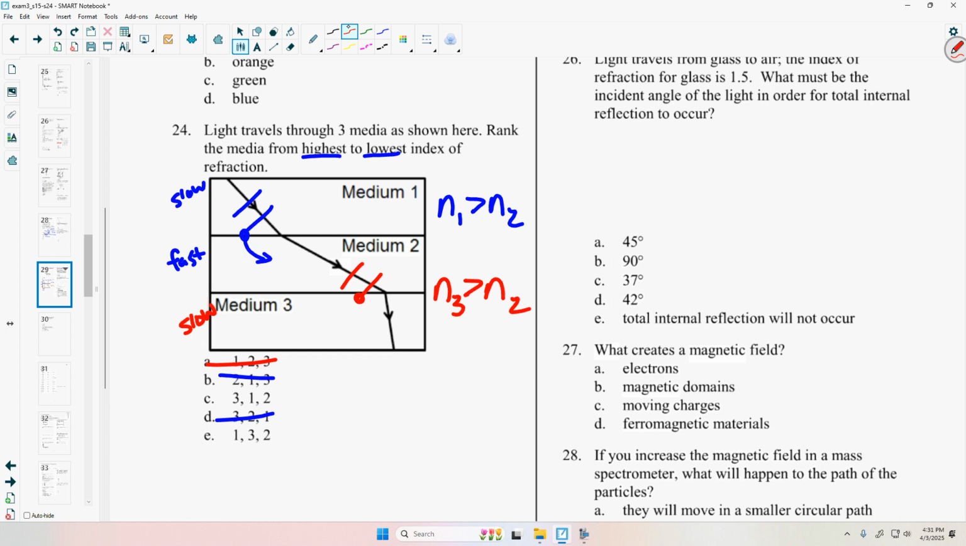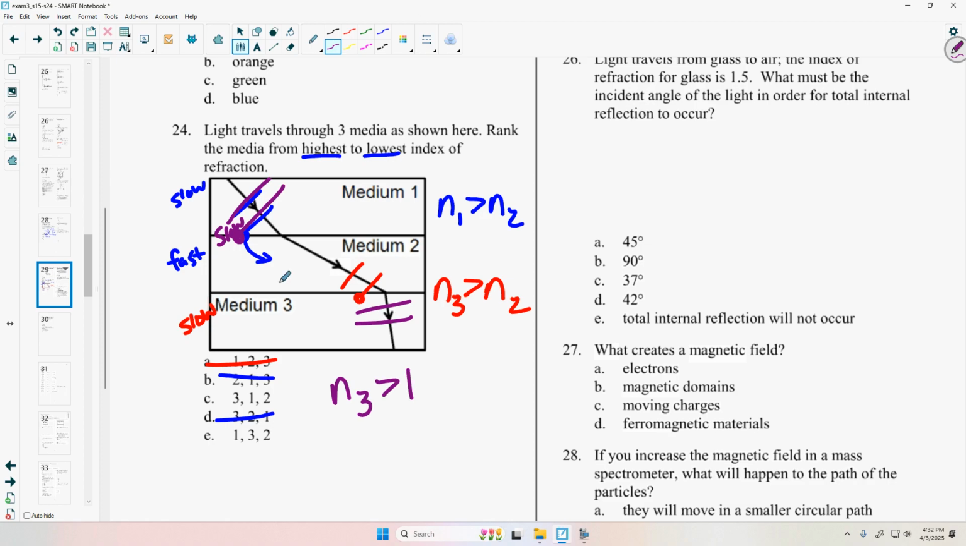But the last step here is to look at the relationship between medium 1 and medium 3. Imagine that medium 2 isn't there. I'm moving here, and then I'm moving like that. That means that when it approaches into medium 3, it's going slow. So that means that N3 is bigger than N1.